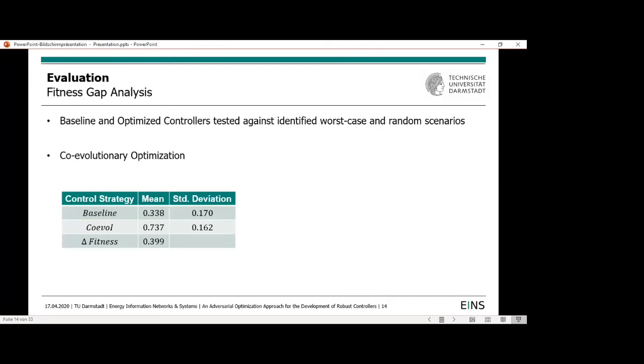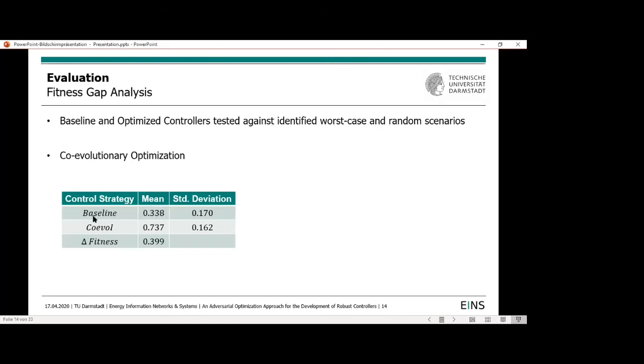In this table, you see in the first row, first of all, the performance of the iterative co-evolutionary optimization, so the method used already in literature. In the first row, you see the mean performance of the baseline tested against the worst case scenarios and random scenarios, whereas we look at 20 optimization runs and the identified worst cases for the 20 optimization runs.